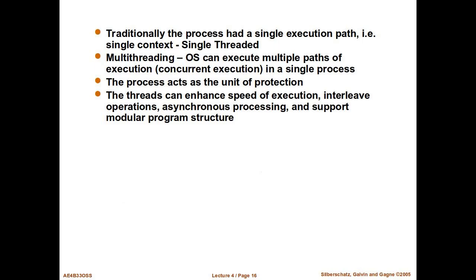Traditionally, the process had a single execution path, i.e. a single context, single-threaded. A multi-threading OS can execute multiple paths of execution. Concurrent execution: in a single process, threads can enhance speed of execution, interleave operations, allow asynchronous processing, and support modular program structure.